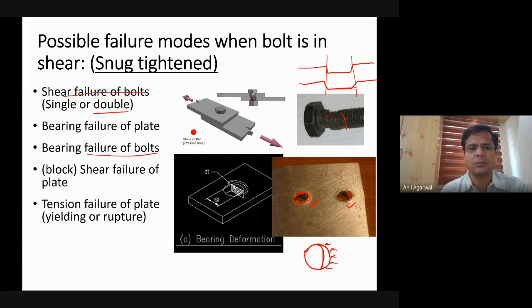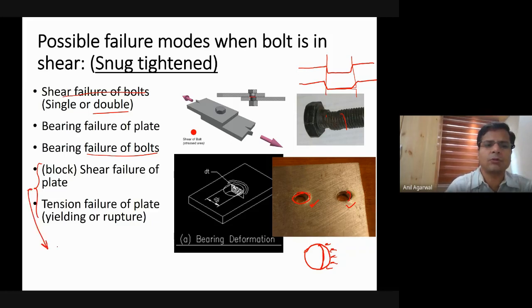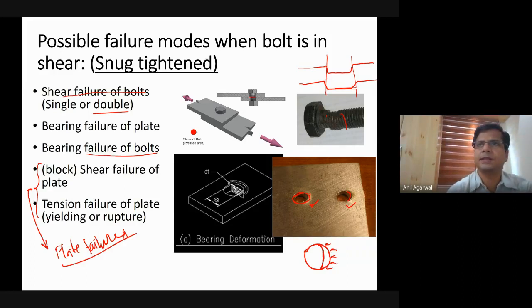Then you have block shear failure of the plate and tension failure of the plate. Both of these you are already familiar with. These are not really bolt failures. These are more of a plate failure. So plate failures, you are familiar with them already, right? In tension members, you have studied them in detail.